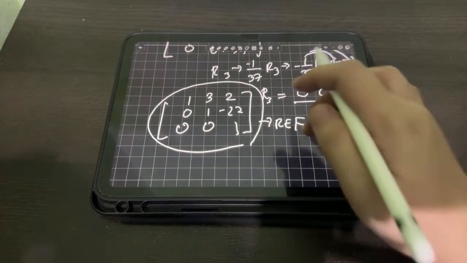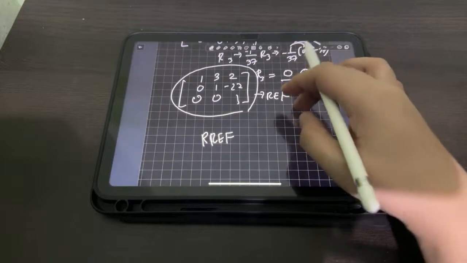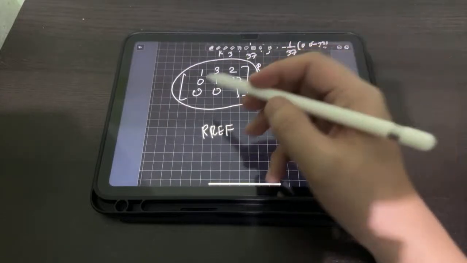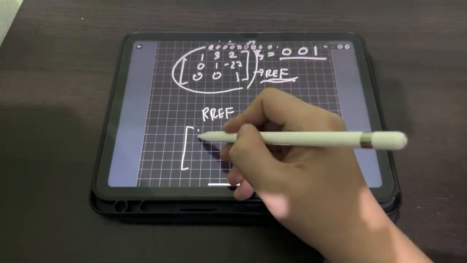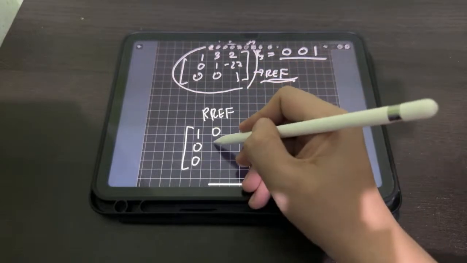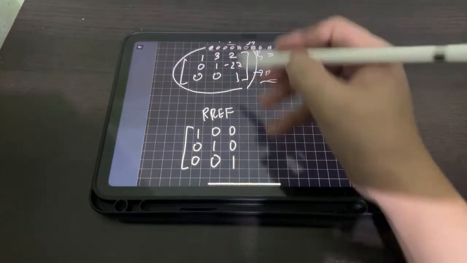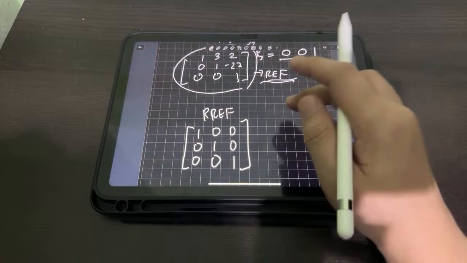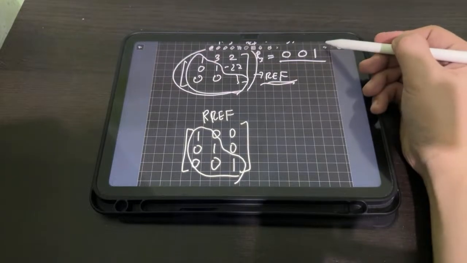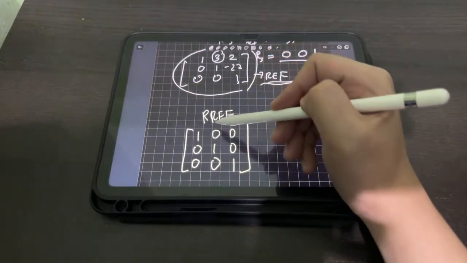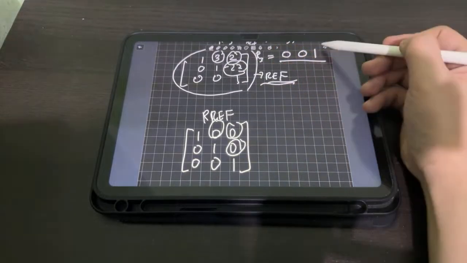Next, the RREF, reduced row echelon form. So from this REF, the form of RREF should be 1, 0, 0, 0, 1, 0, 0, 0, 1. Okay? So we must make, because we're already done with this part, right? We should have this 3, 0, 2, 2, 0, then negative 22, 0.